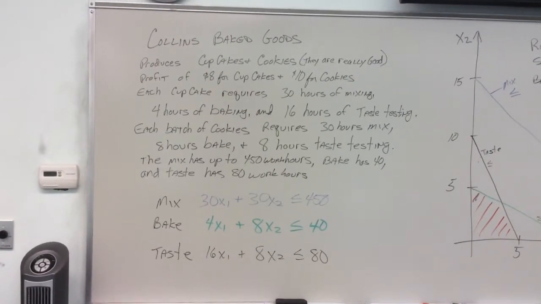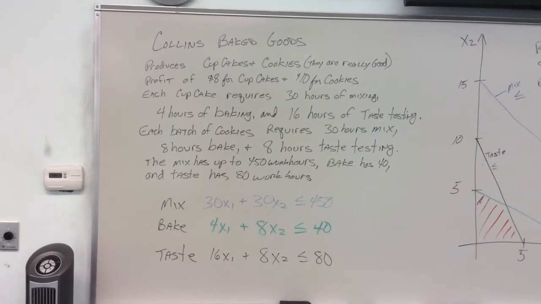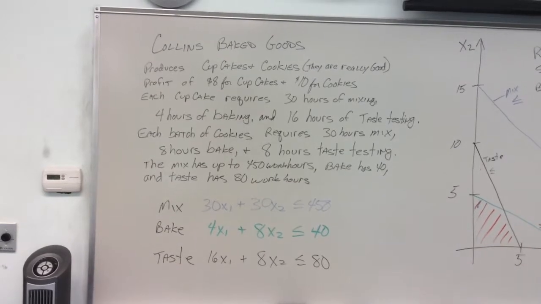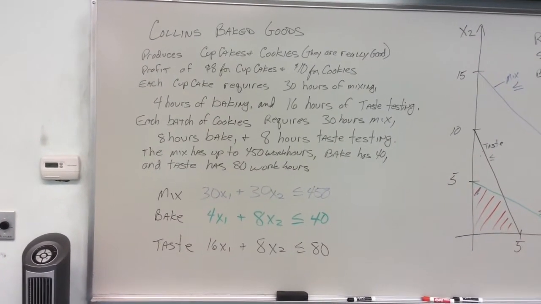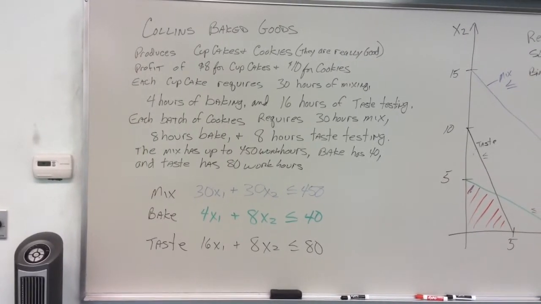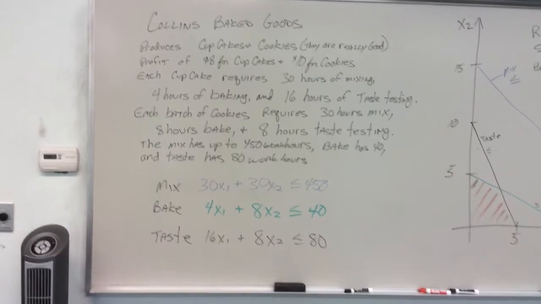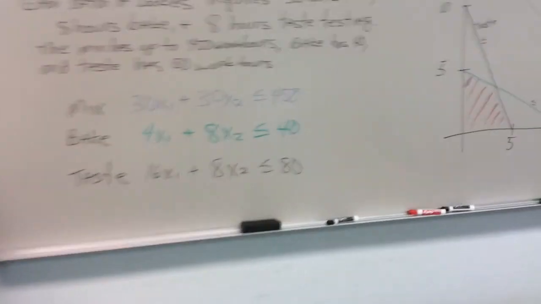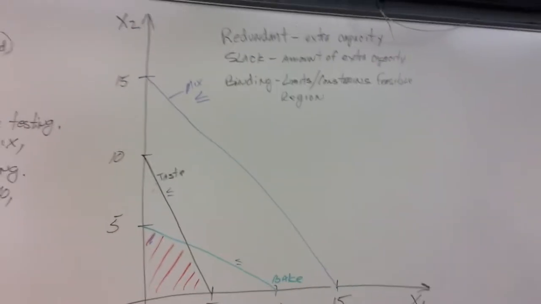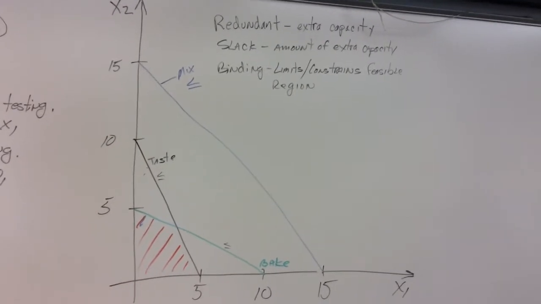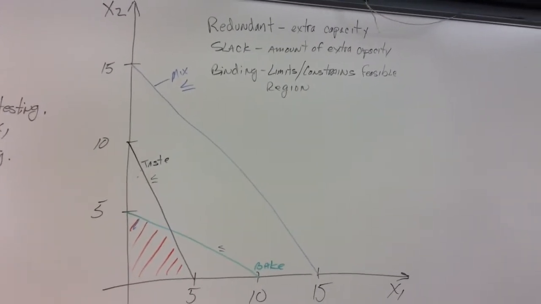Okay, here's a simple problem I made up for Colin's Baked Goods. From the written description down there, you can see we have three constraints: one for mixing, one for baking, and one for taste testing. Given these three constraints, this is what the graph would look like. I'll leave you to figure out x1 and x2 values.